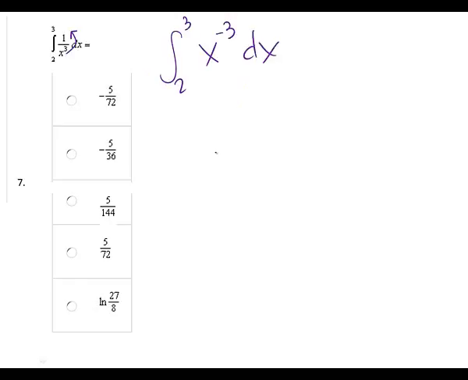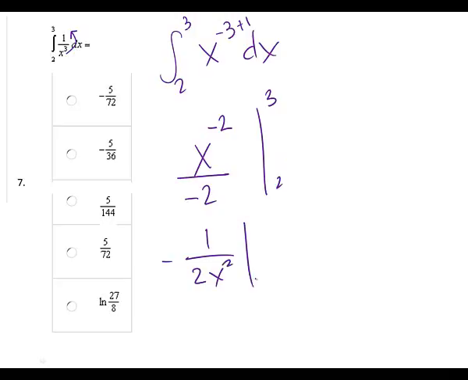Make the exponent -3. All right, we're going to integrate. Remember, we add 1, so add 1 to that exponent. So x to the -2 divided by -2 from 2 to 3. I'm going to bring that variable downstairs, make the exponent positive again, from 2 to 3.